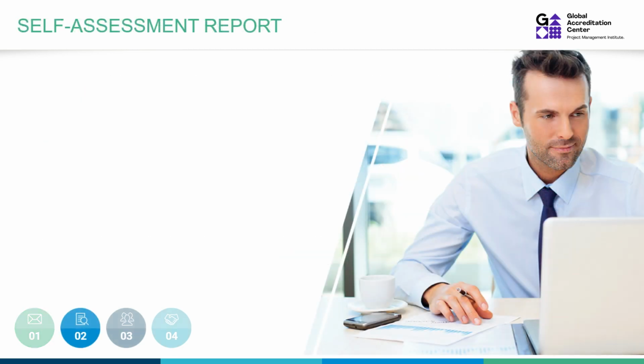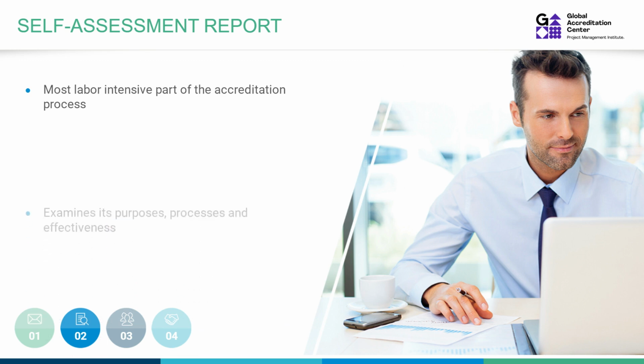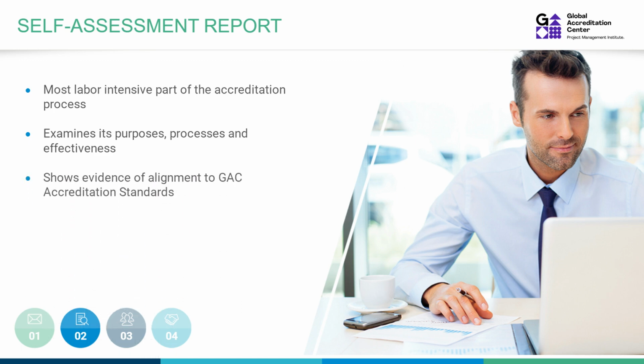The self-assessment report is the most labor-intensive part of the accreditation process for the applicant program, as it examines its purposes, processes, and effectiveness. The program develops a report that provides evidence on how it is aligned with all of the GAC accreditation standards, including documentation to support its claims, such as faculty resumes, course and program assessments, samples of curricula, and so on.